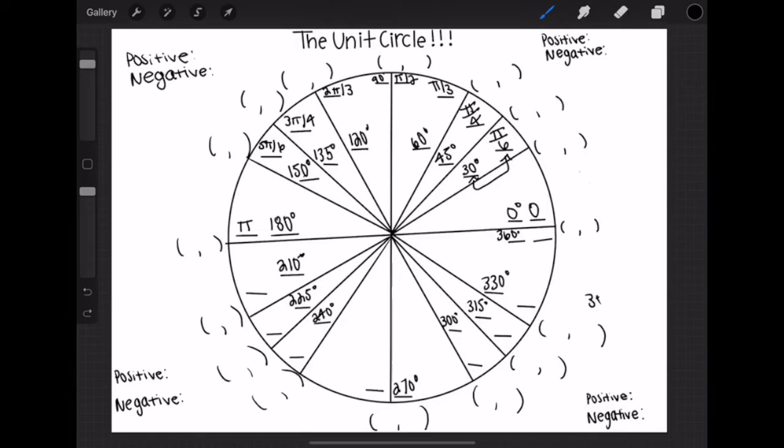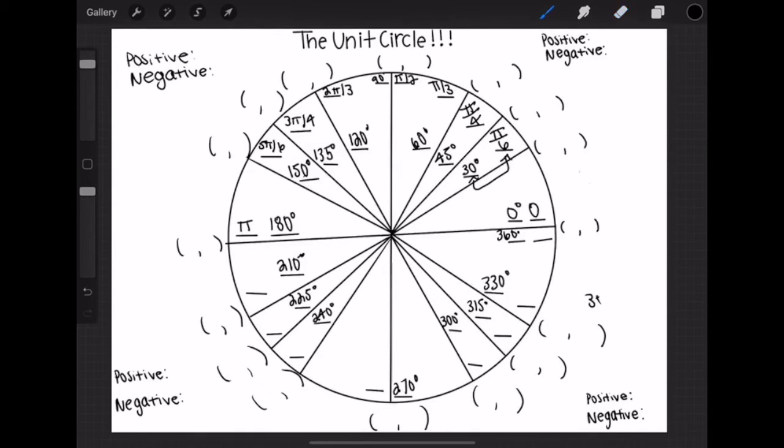And then 180, you just have to memorize that's pi. But again, you could do the 180 times pi over 180, and then you would get 180 pi over 180, and then that cancels out, and you're left with pi. So that is how you would do that.